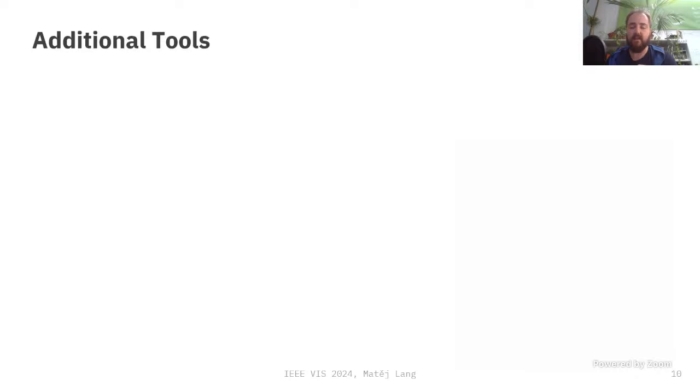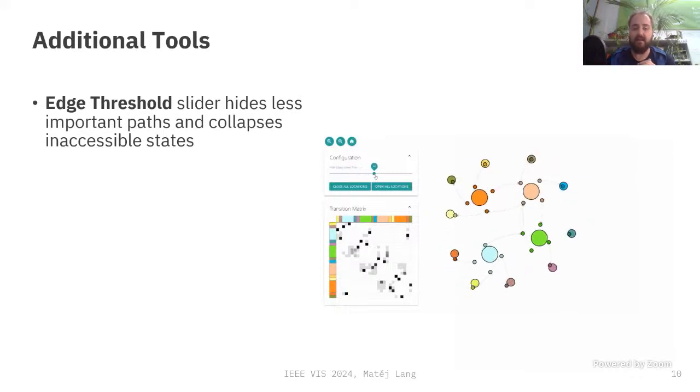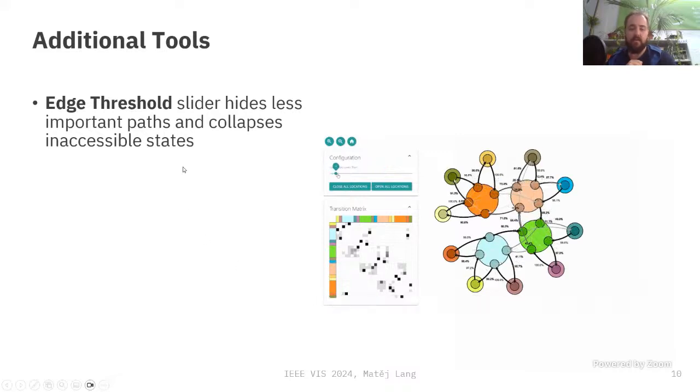We also created some additional tools to improve the exploration of the strategy. First, here is the edge threshold slider, which hides less important paths and allows the user to see all the details of the major paths in the strategy. It also detects any locations that would now be inaccessible, and it collapses them as well. I will play this again just so you can see it.